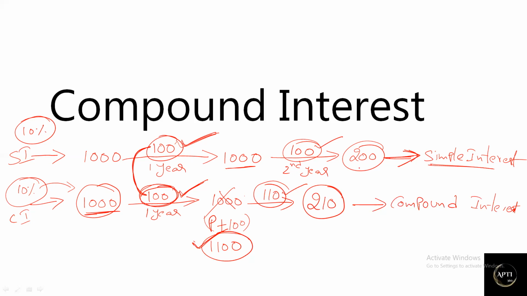Now if you observe the values, for simple interest, interest is 200. Compound interest, interest is 210 rupees. Now how much will it differ? Just slightly greater than simple interest, correct? Compound interest value is slightly greater than simple interest.